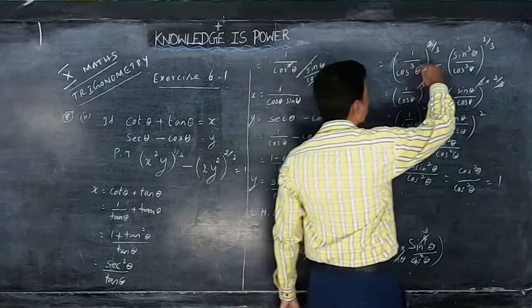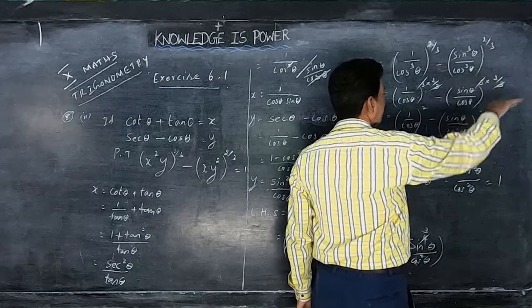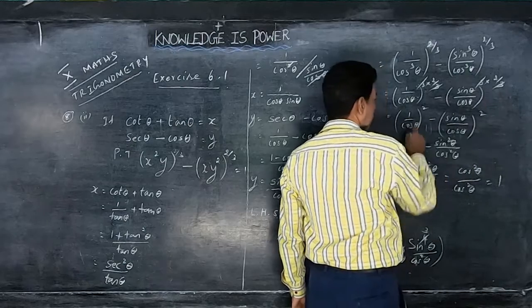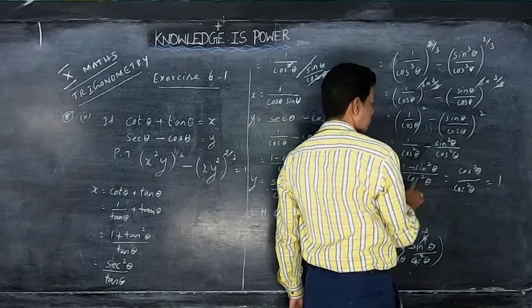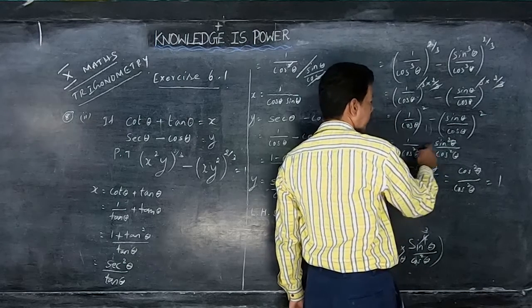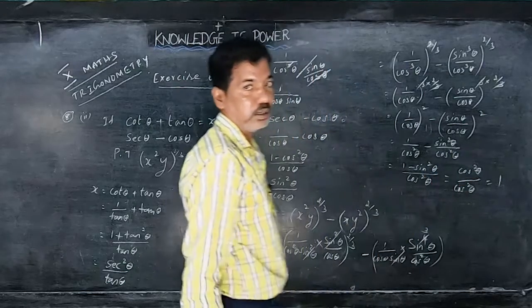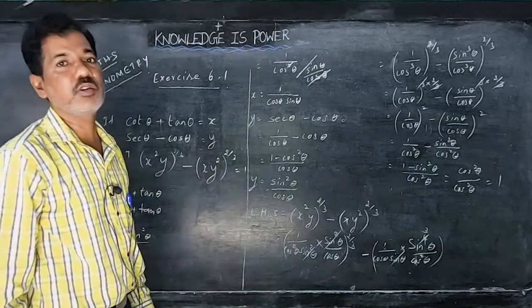Okay, now take power 3 outside, 3 cancels, 3 cancels, whole square. Now squaring, we get this. Now take out the LCM, cos square theta. In the numerator, 1 minus sin square theta will be cos square. Cos square cancels, equal to 1. Can you follow that? Any doubt up to this?